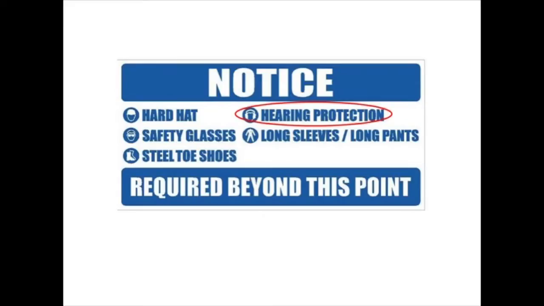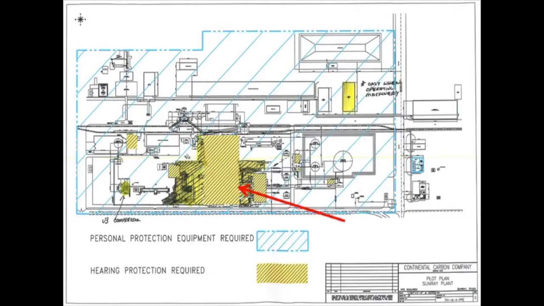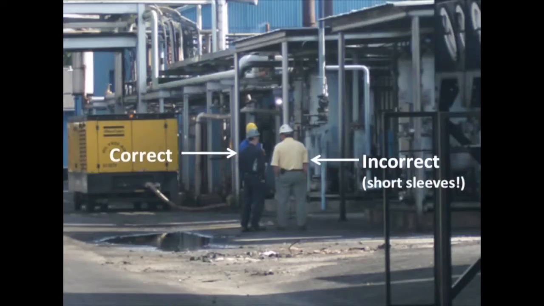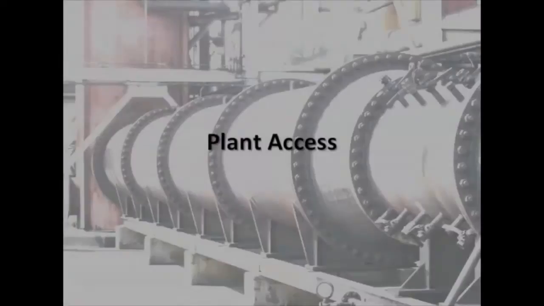Hearing protection is also required in areas where loud noise is present. These areas are clearly marked on the plant-specific hearing protection map and are posted with signs throughout the process. Plant PPE and hearing protection requirements are to be observed by all personnel at all times.